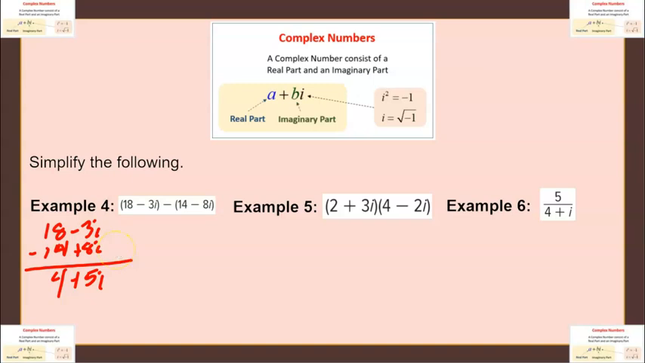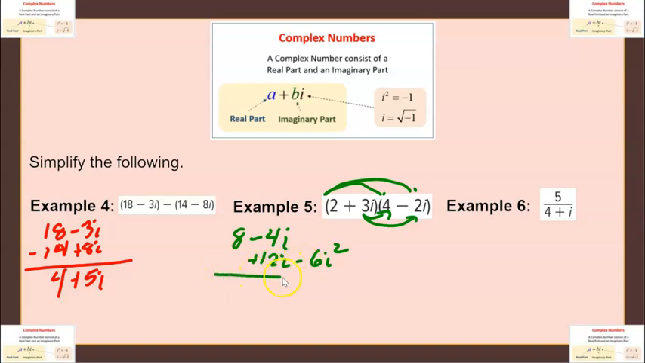Example 5, I'm going to be multiplying binomials that have imaginary numbers in them, so I'm going to be FOILing this. So 2 times 4 is 8. 2 times -2i is a -4i. 3i times 4 is 12i. And 3i times -2i is a -6i squared. Now -6i squared really means -6 times -1, which will really make this a positive 6.